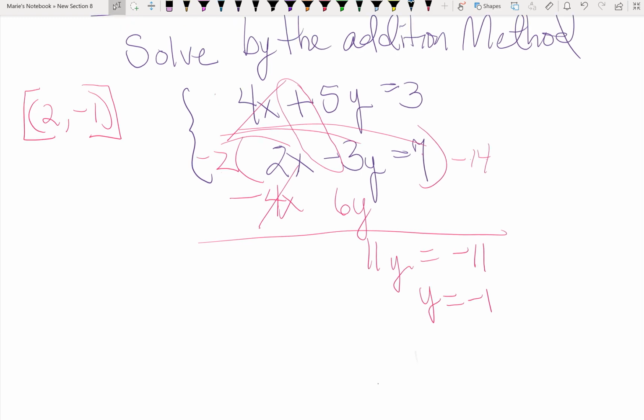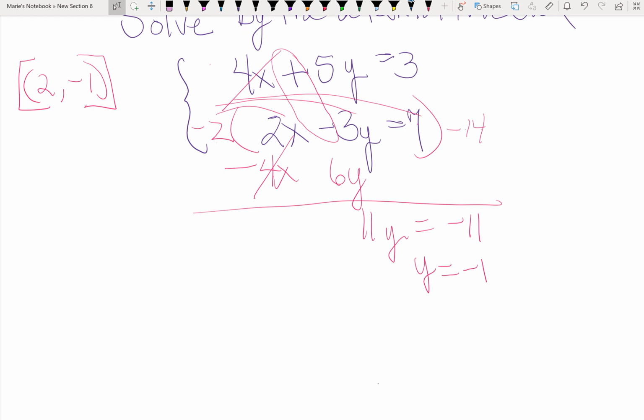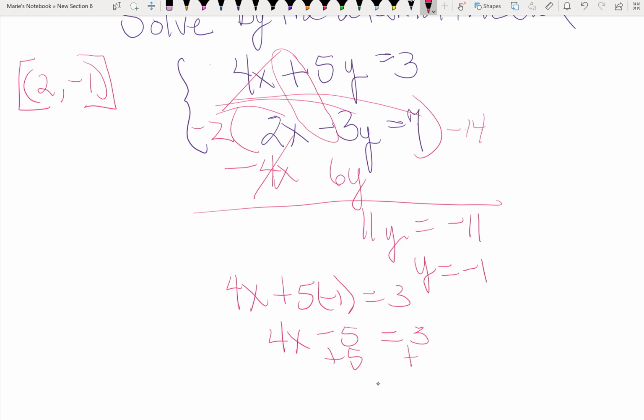Then my other step obviously would be to substitute in the -1 in here. So if I did 4 times x plus 5 times -1 is equal to 3, I'm left with 4x minus 5 is equal to 3. If I add that 5, that's how I get the 2, right? Because this becomes 4x is equal to 8, and therefore x is equal to 2. So that makes sense, right? So your solution point is (2, -1). If you did it the other way, you'd still get the same answer. Just a suggestion, it takes a little longer.